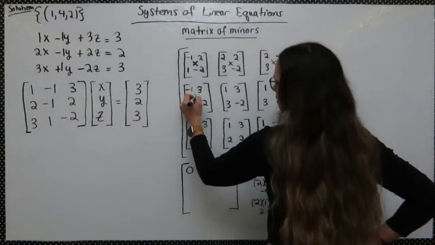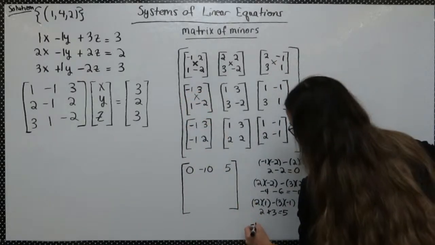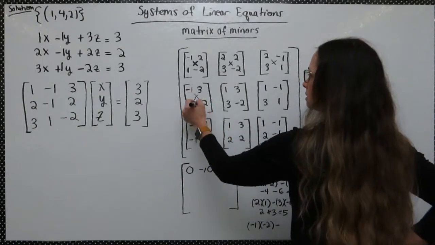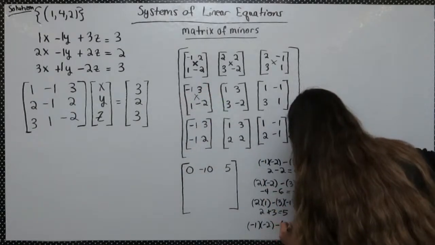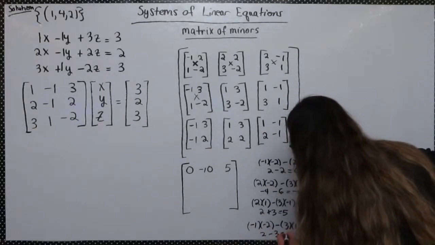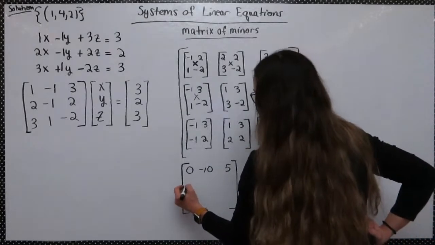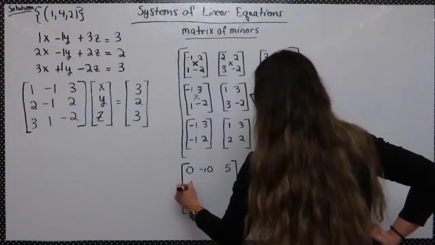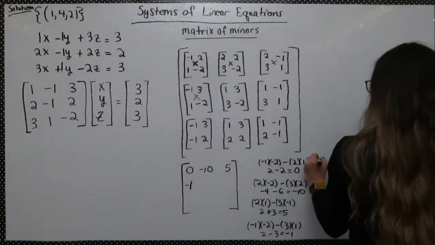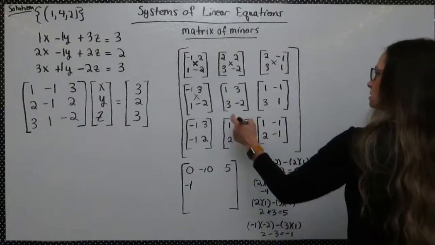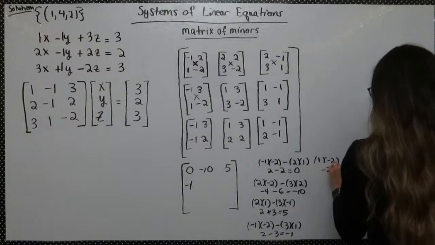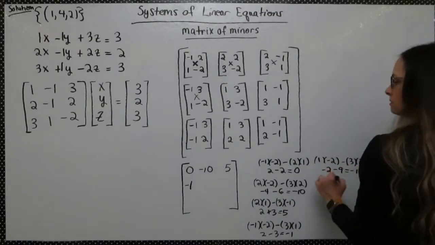We've got -1 times -2 minus 3 times 1. So that's going to be 2 minus 3, which gives me -1. And then this position, we've got 1 times -2 minus 3 times 3. So that is -2 minus 9, which is -11.